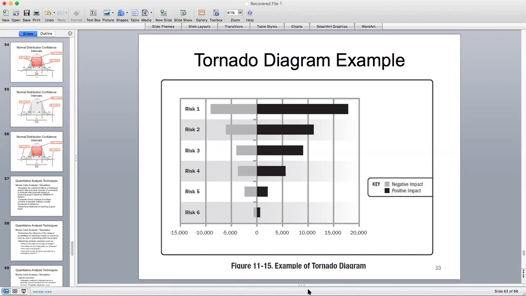I hope you enjoyed this video and got something out of it and learned something about project risk management quantitative methods, in particular, looking at risk management beyond single point estimates, looking at risks and how they impact projects beyond using single point estimates, and instead using probabilistic methods for better analysis.